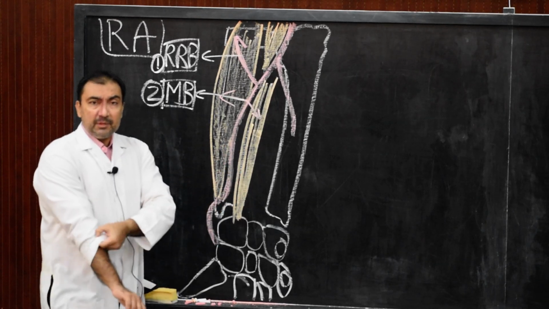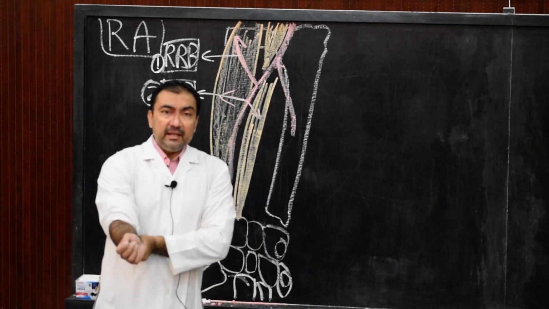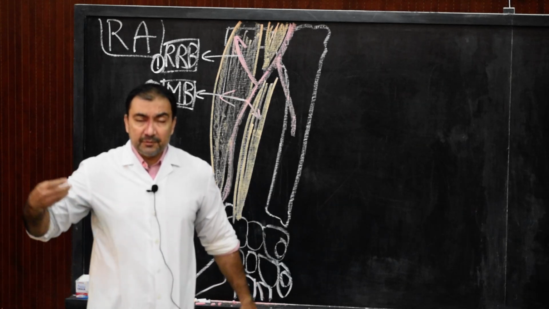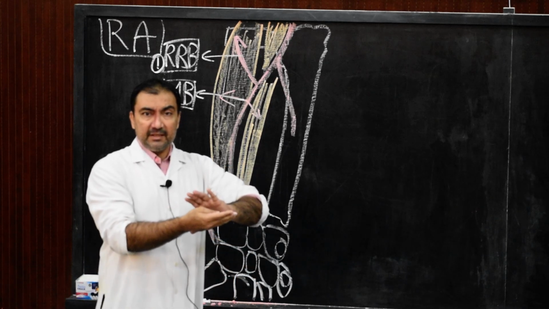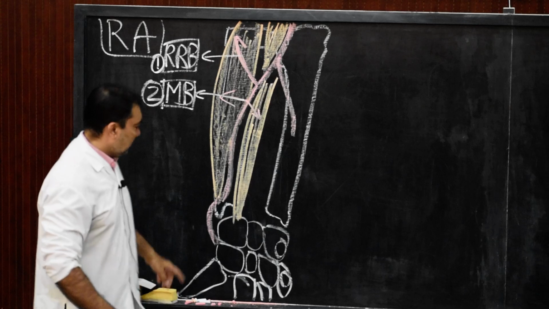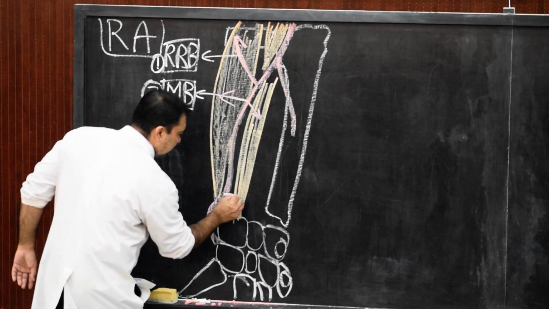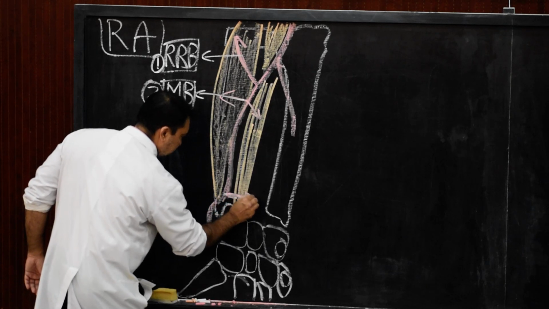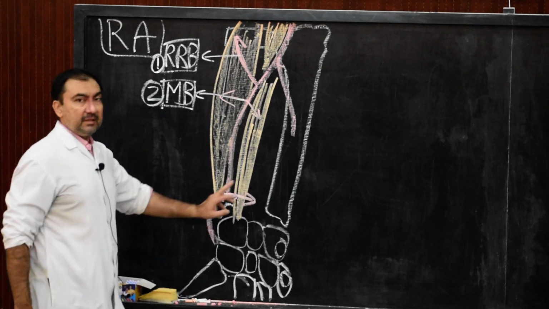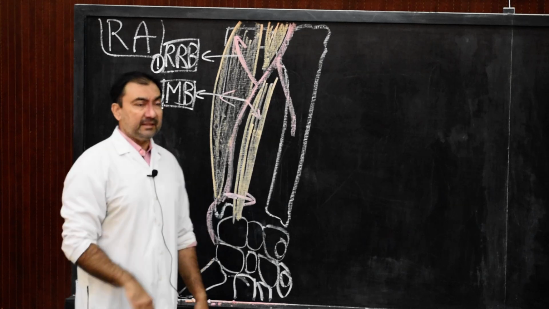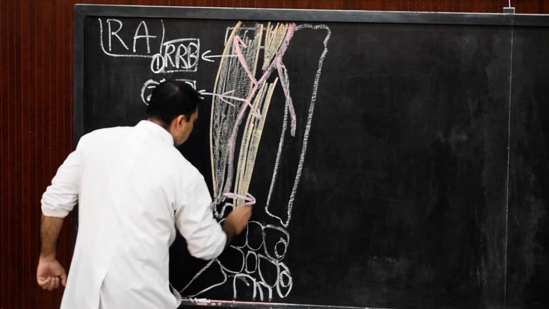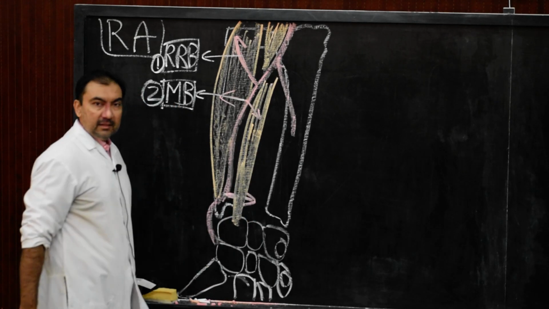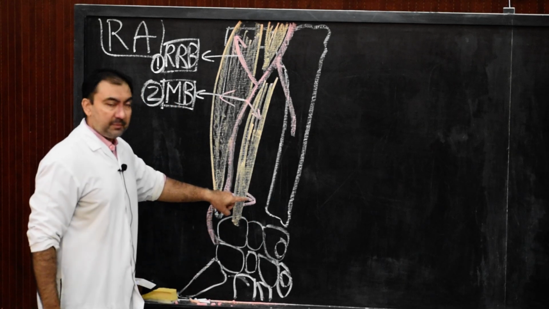There will be a branch which will be known as the palmar carpal branch. Palmar carpal branch means at the distal end of the radius, the radial artery will give a branch which will traverse transversely towards the medial side, in this direction. But this branch will be posterior to all these flexor tendons, and this branch is called the palmar carpal branch.